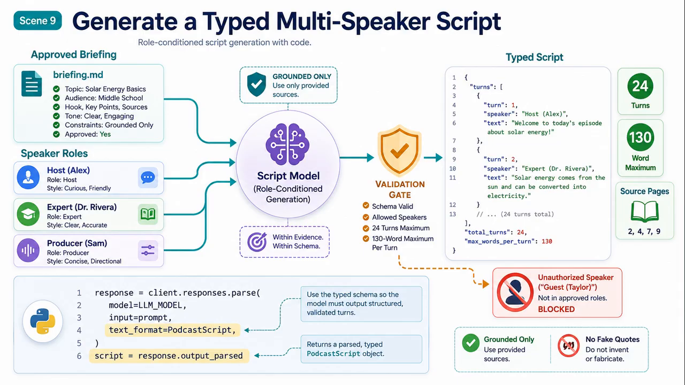Turn-level word limits keep text-to-speech natural and make later editing easier. The prompt bans fake quotes, invented statistics, and claims outside the briefing. Because the result is validated against a pedantic schema, malformed speaker labels or missing text are caught early. The JSON file is now the source of truth for both transcript and audio.